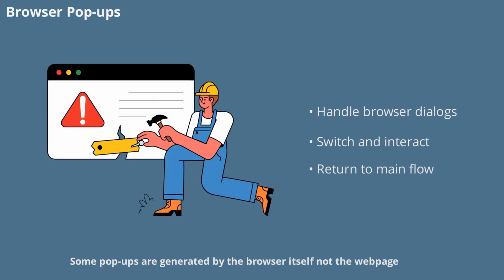Some pop-ups are generated by the browser itself, not the web page. Selenium can handle these by switching to the appropriate window and interacting with its elements. After completing the necessary actions, you can close the pop-up and return to your main test flow, ensuring comprehensive coverage.